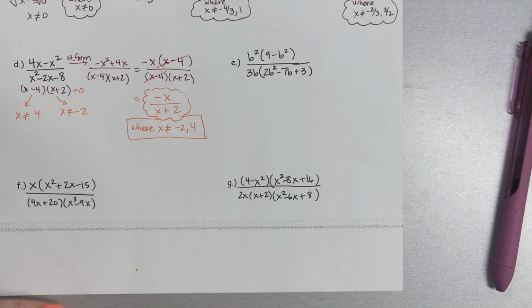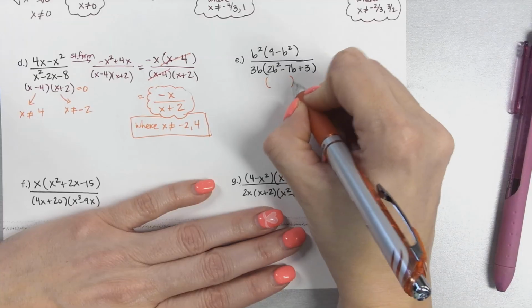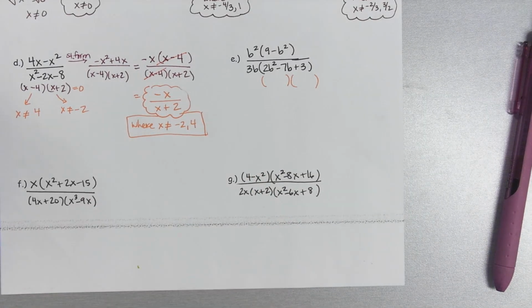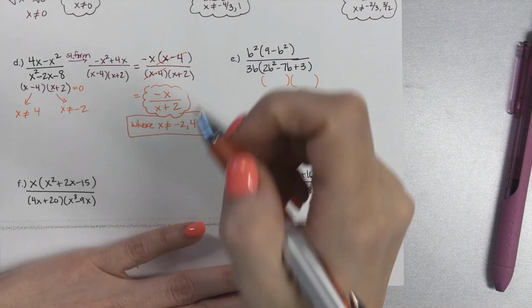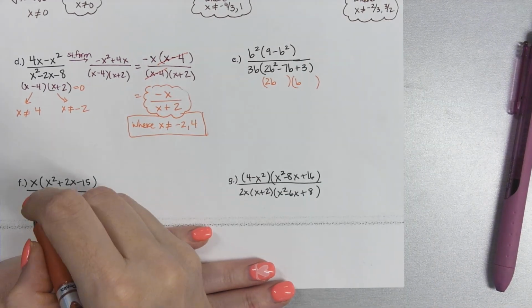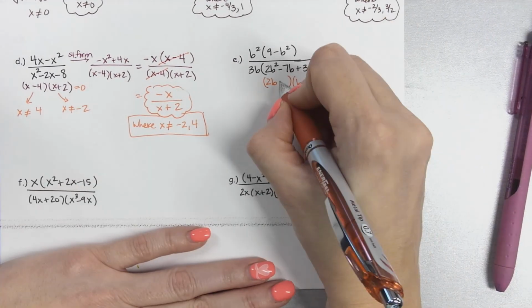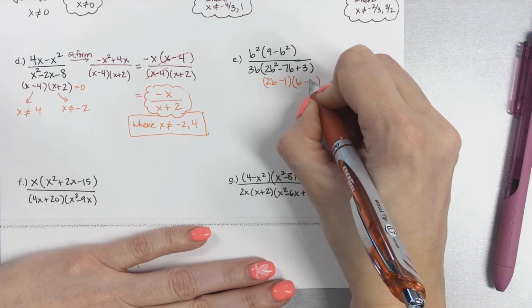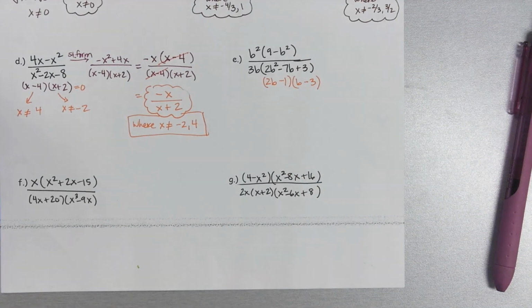Okay, now for E, we had a trinomial here. Did you guys have time to factor that one? Okay, so this is prime, so it's 2b and b. To be or not to be is what that sounded like. Okay, so you have 2b minus 1 and then b minus 3.